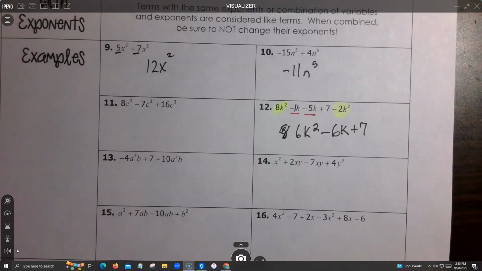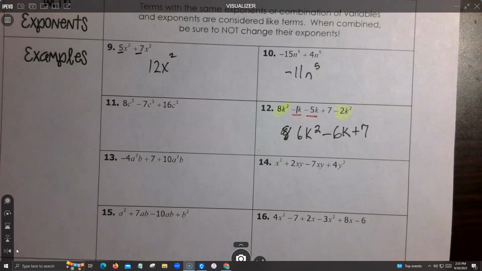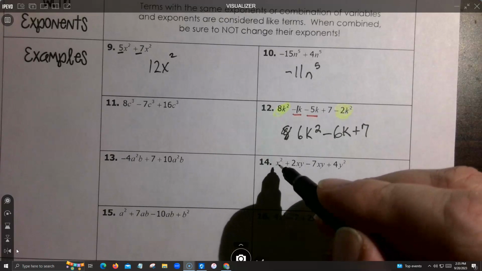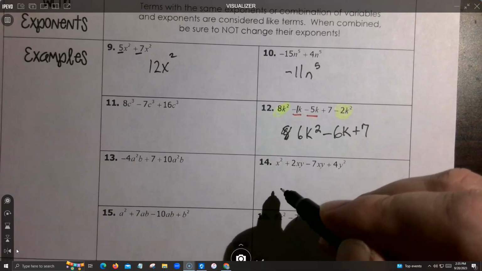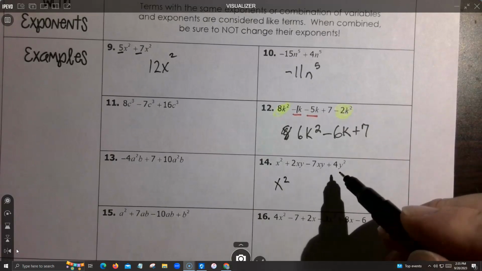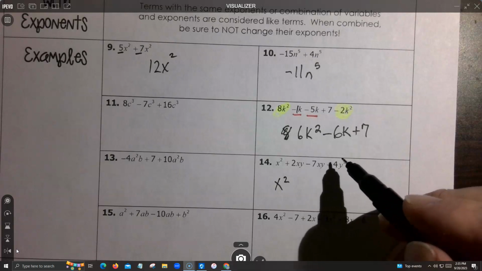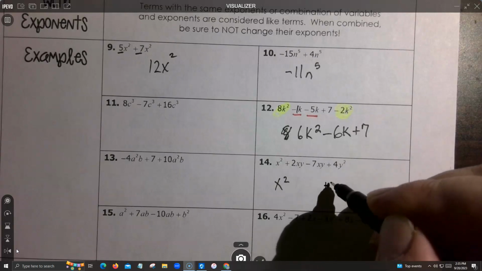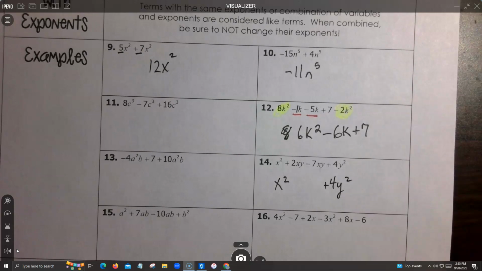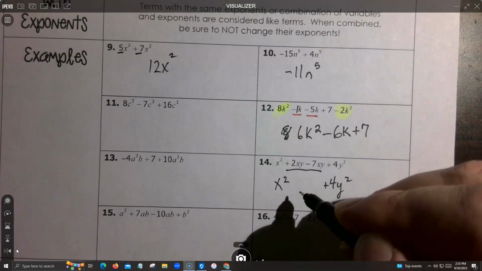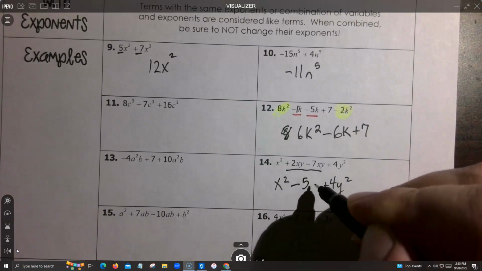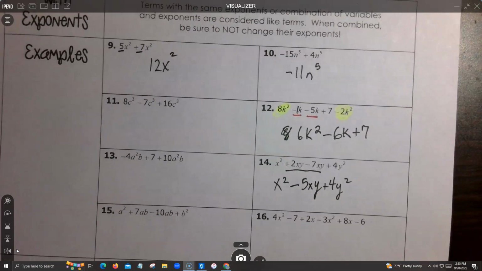All right, number 14. Number 14's got some x squareds, and it has some xy's, and that's it. So it looks like I have an x squared, but no other x squared, so I write that. And I'll go back here at the bottom, look. There's a 4y squared, but no other y squared, so I'm going to put that down. This guy in the middle is the only one that I have to worry about. So positive 2 and negative 7 is negative 5xy. And I'm done.